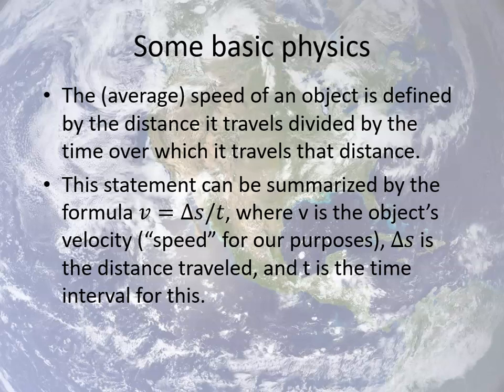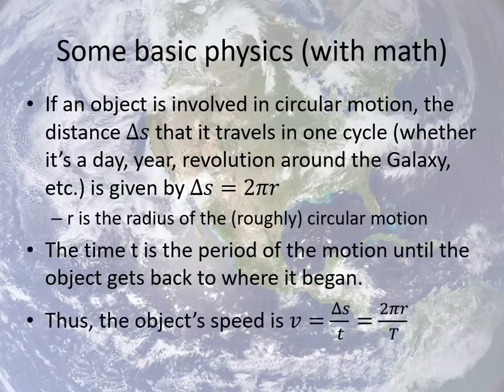So some basic physics. You know that the average speed of an object is the distance it travels divided by the time over which it travels that distance. So you can summarize that by the formula v equals delta s, or delta x, or delta whatever, over t, where v is the object's velocity, which for our purposes we're just going to call speed.